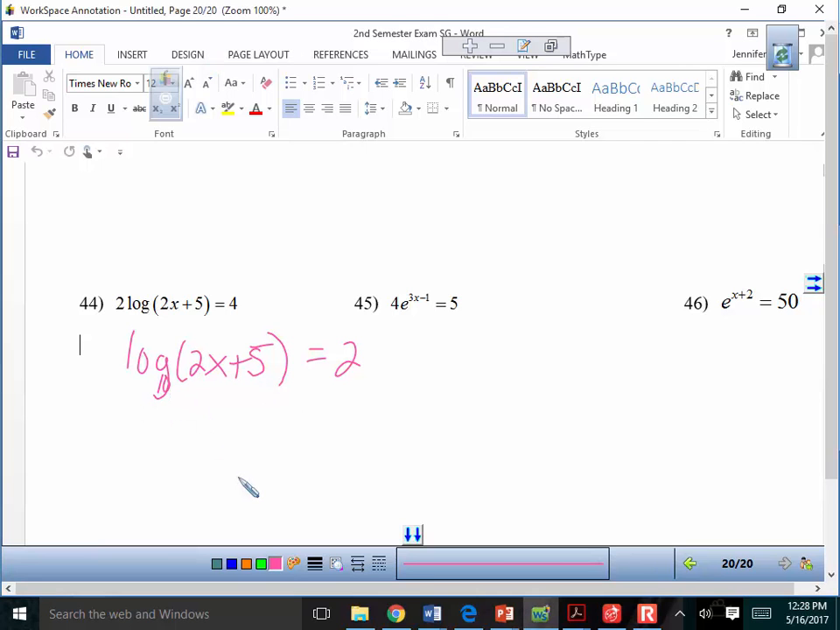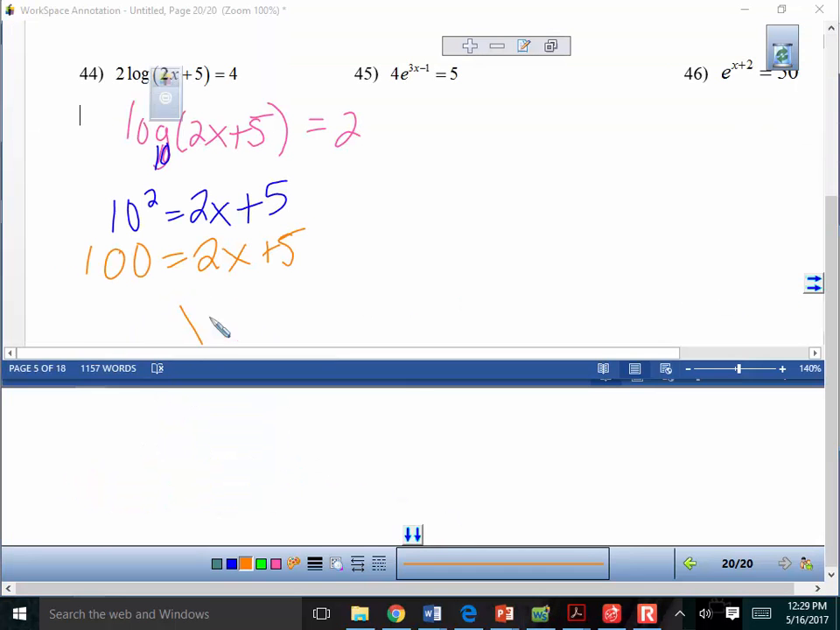So there's a little 10 here. Can we now write this in exponential form? Yes. Okay, so that would be 10 to the 2 is equal to 2x plus 5. All right, what's 10 to the second? 100. We'd subtract 5, divide by 2, and end up getting x equals 47.5. Is that correct? Any questions?